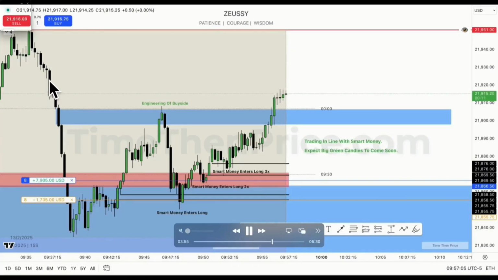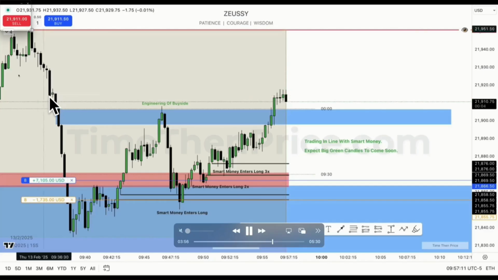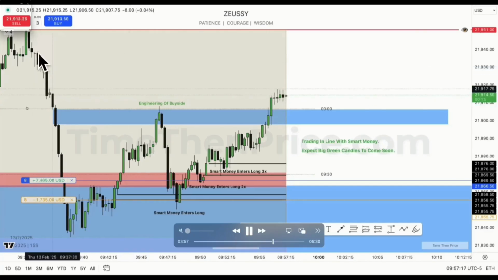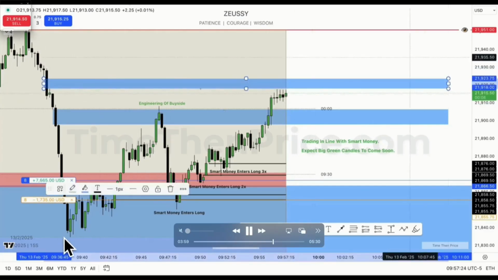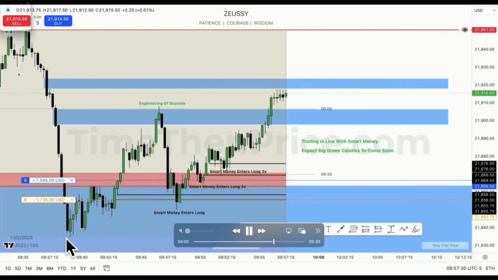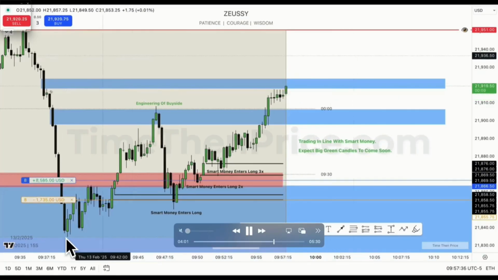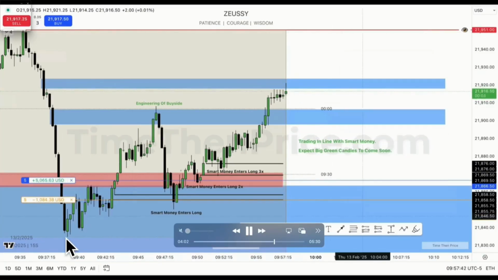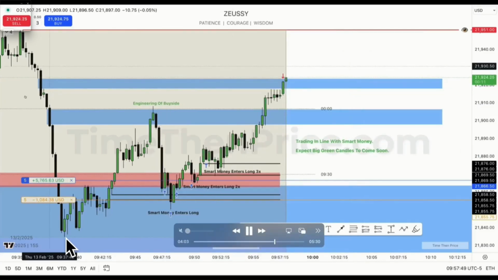My eye is drawn to this CB right here. The reason why my eye is drawn to this CB right here is because it's in the premium of the range from this high to this low. And this is going to be a partial for me. The reason why was because Trump was speaking in the afternoon.